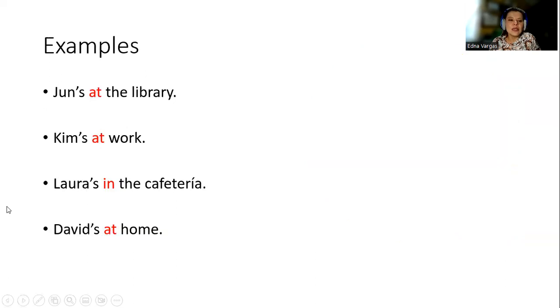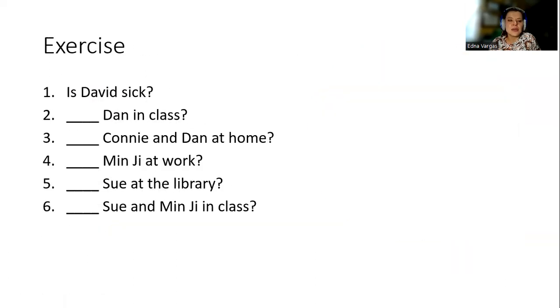Okay, so what am I working on here? The extra activity for today is that you are going to use the correct verb to be. You will use is or are according to the subject. Well, let's try to practice and we can do this together.